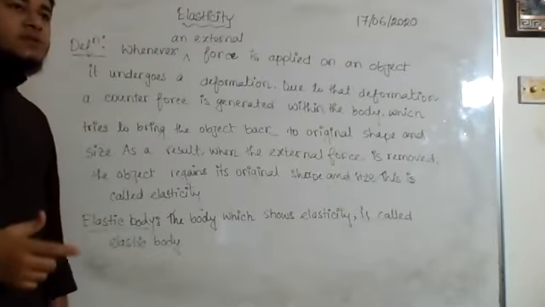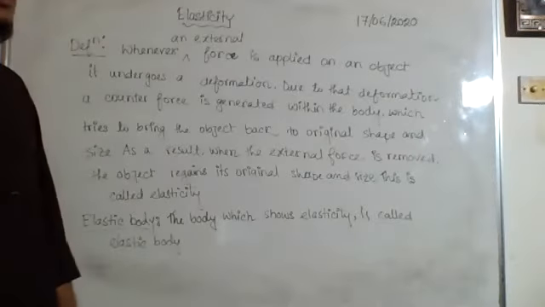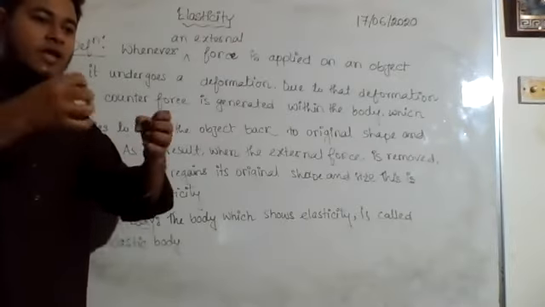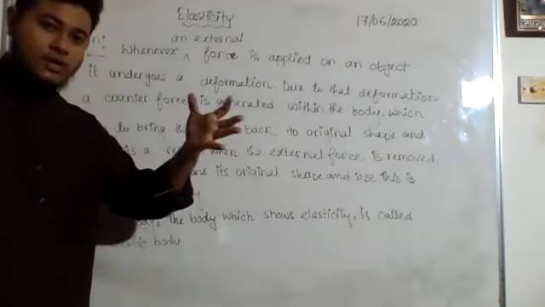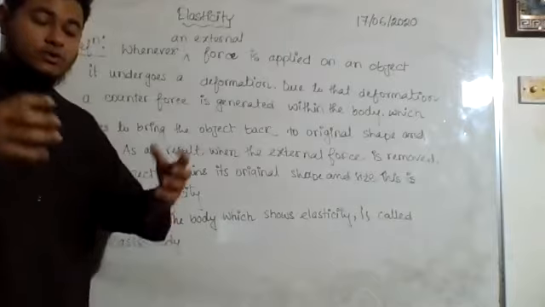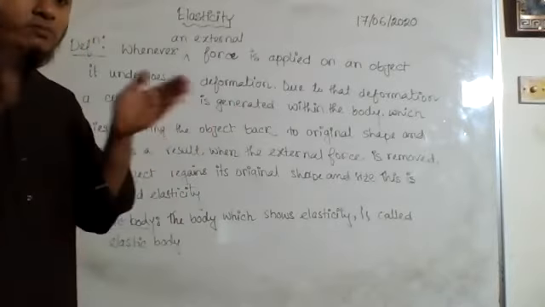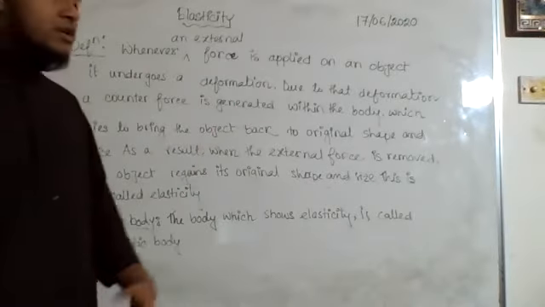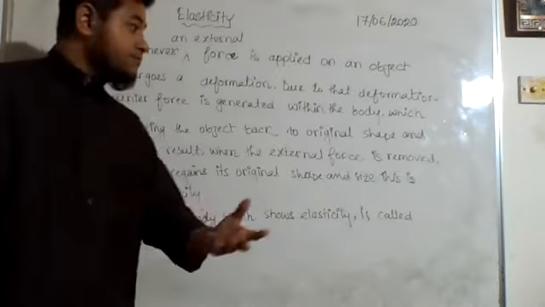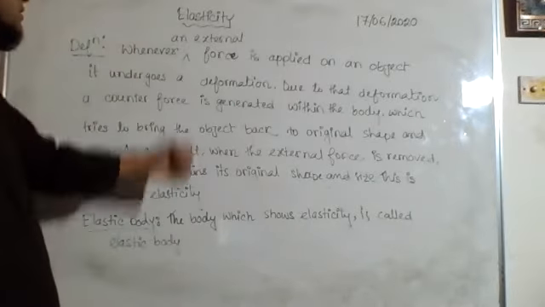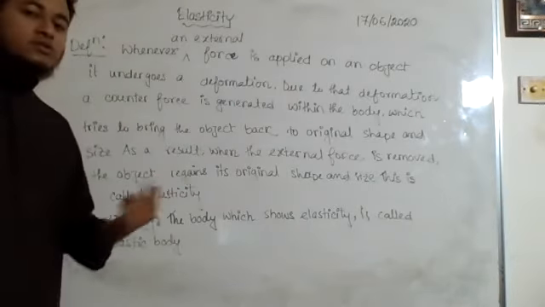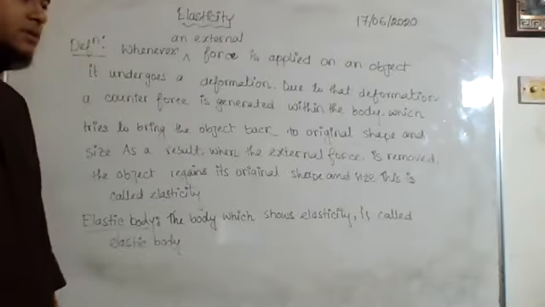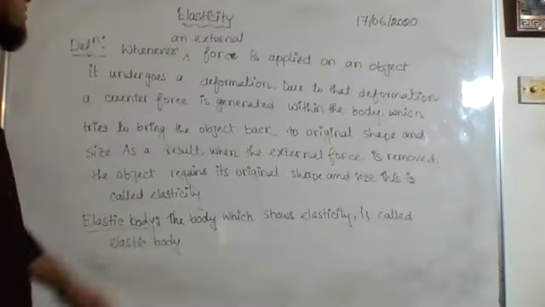So as I was saying at the end of the last class, we all have a little bit of idea about elasticity, right? Whenever we apply some force on a cloth and after withdrawing the force, what happens? The cloth comes back to its original shape and size, right? So if an object can do that, then it is elastic. This property is called elasticity, that it is able to regain its original state.